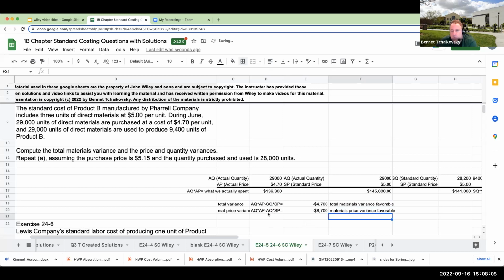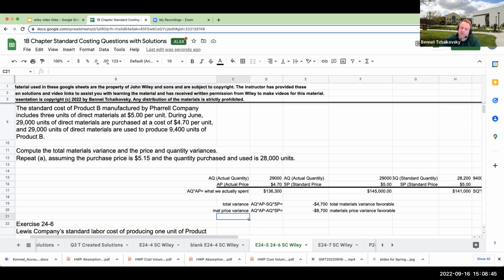Now, why is this the price variance? Well, what am I doing over here? When I compare these two numbers, what am I keeping constant? Well, I'm keeping the quantity constant. Therefore, I'm able to isolate the price variance. And so over here, this is my price variance. And why is it favorable? Well, I only spent $470 for the direct materials units, whereas I should have spent $5 per unit. So I actually came in below that.